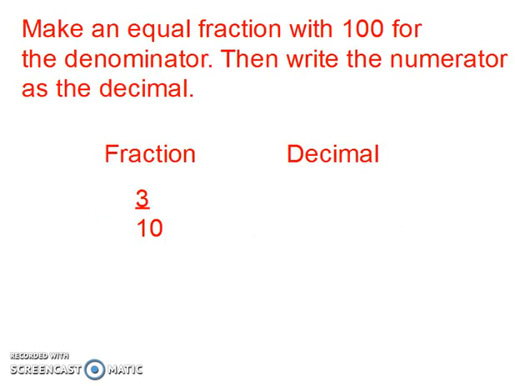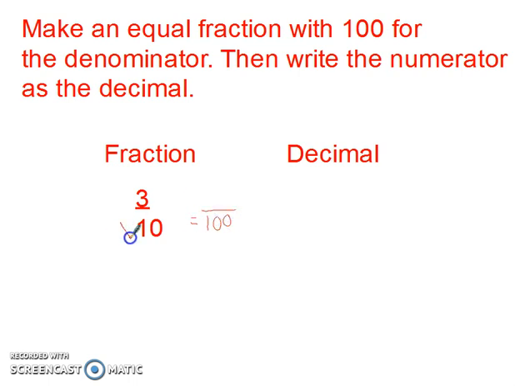Alright, so we want to change a fraction to a decimal. The easiest way to do this is to make an equivalent fraction that has 100 for a denominator, and then I just write the numerator as the decimal. Like we're trying to get it into dollars and cents, and there's 100 cents in a dollar. So if we can get this to have 100 on the bottom, it's easy to do.